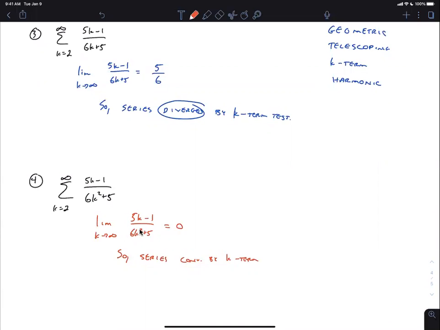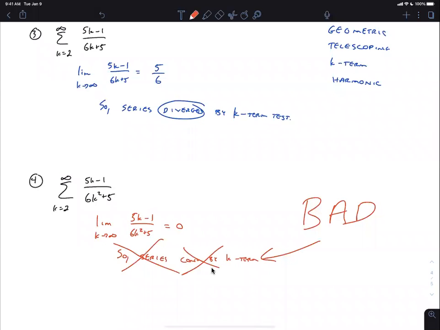If the limit of the sequence is 0, which it is, okay, that part's right. But this is not true. The k-th term test does not tell you that it converges, right? It just means it could. And so this is real bad. Okay, so you cannot do this.